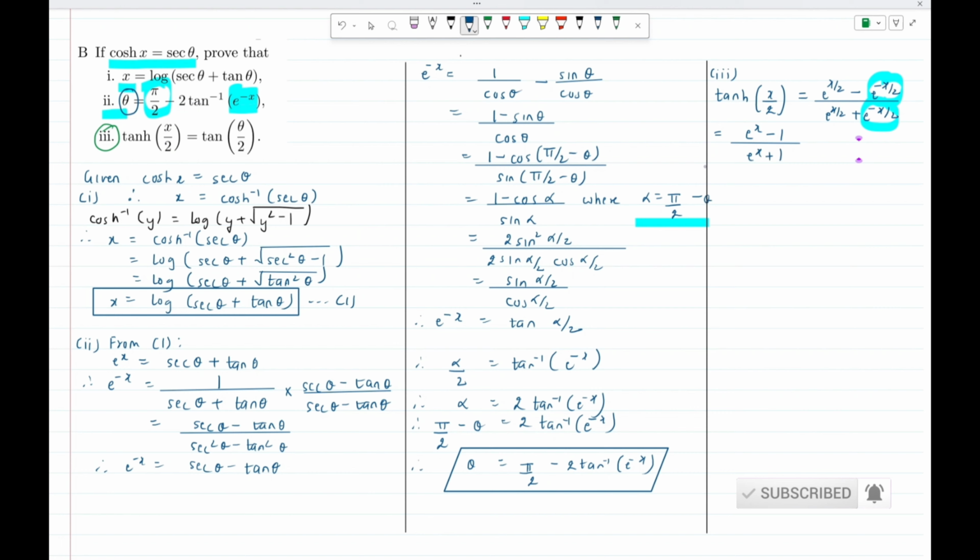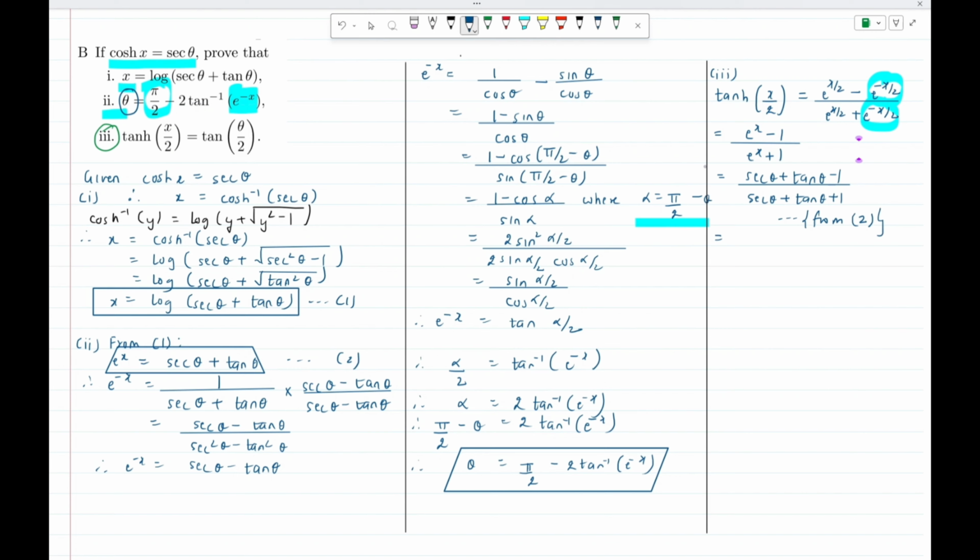Now if you will see, we already have a value of e raised to x over here. So let us mark this as equation number 2 and use this. So we'll say that this is going to be sec theta plus tan theta minus 1 divided by sec theta plus tan theta plus 1, and this follows from equation number 2.